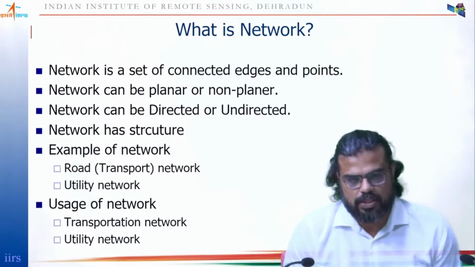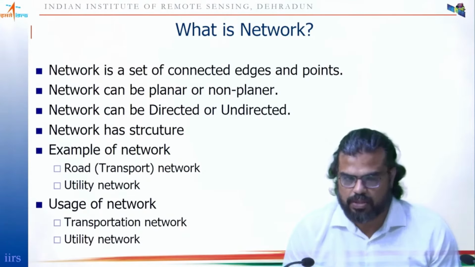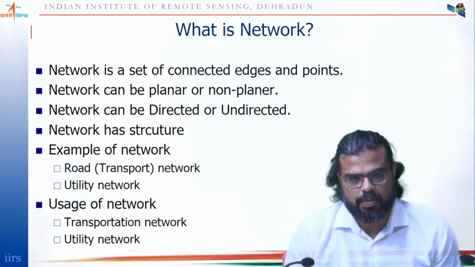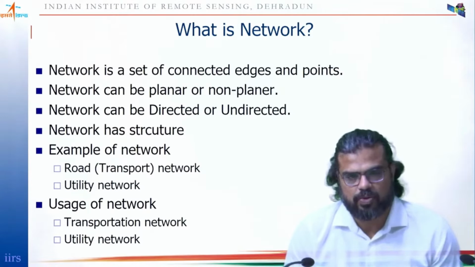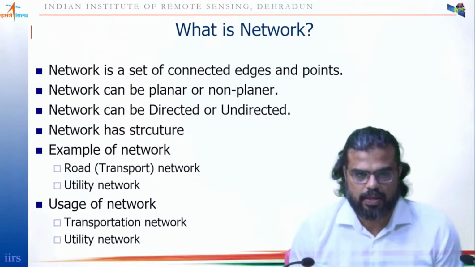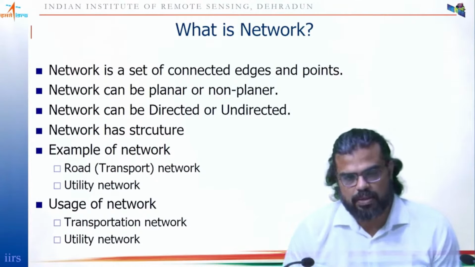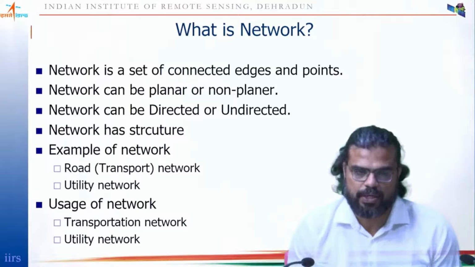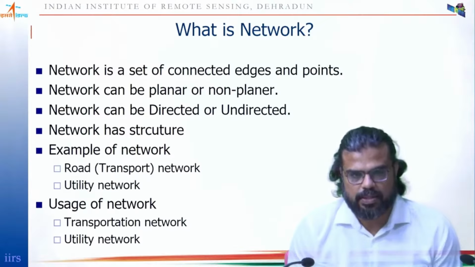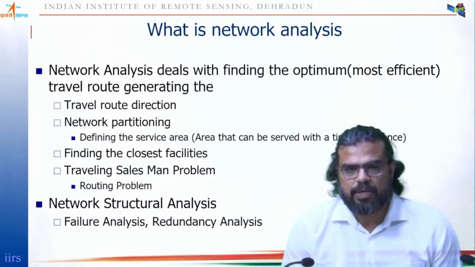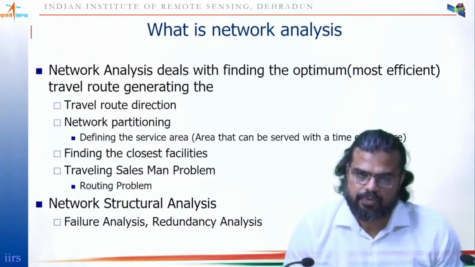A few examples of networks are transport networks or navigation networks. Then there are utility networks, which are basically the sewerage lines or water supply lines, which are connected. Those are also examples of networks, and they are used for managing the different transport systems or utility systems. Network analysis can be carried out on these networks. So these networks are used for carrying out certain network analysis.